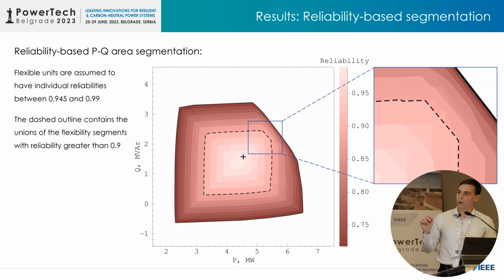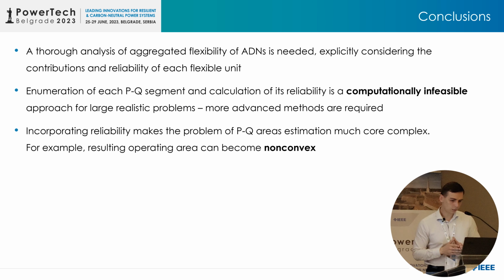One more interesting thing, I zoomed in on this part of the figure for you. You may notice that the area actually became non-convex. So we see that once we introduce some additional parameters to this PQ flexibility area estimation, the problem complexifies a lot. And it can be very tricky for the distribution system operator to work in some feasibility areas which are not convex. So these things should be explored in future research.